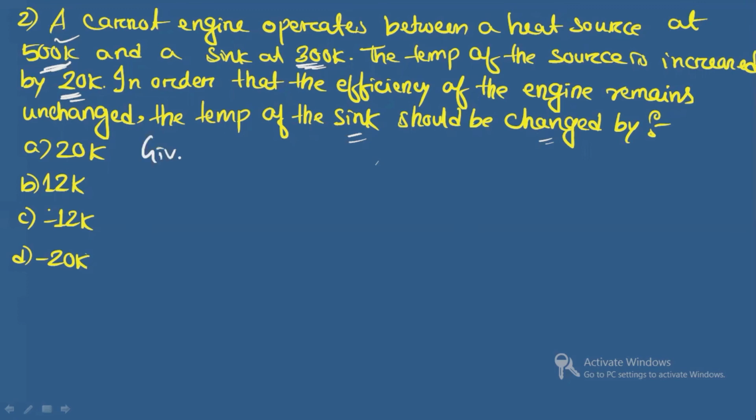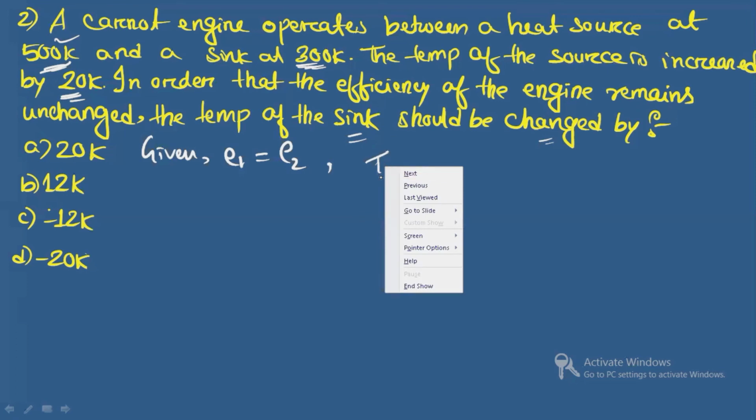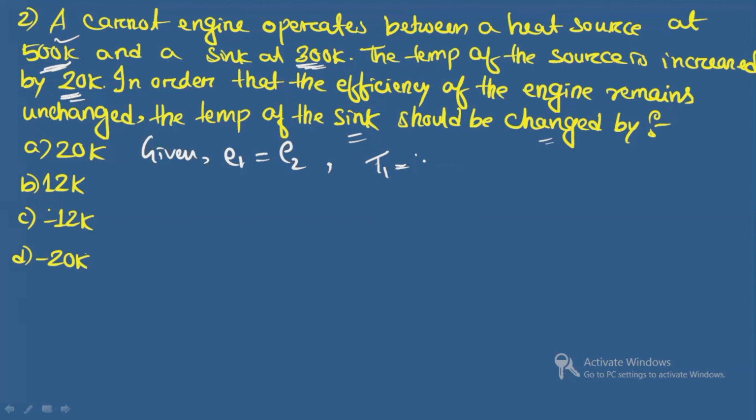Okay, so the first thing that we have to remember, we have to take that the efficiency in both the cases, E1 must be equals to E2. All right, now what is other thing, what is given to you? The temperature of the source, T1, it is given to you as 500 Kelvin. The temperature of the sink is T2. It is given to you 300 Kelvin. Right. Now you see, this is for the first case.